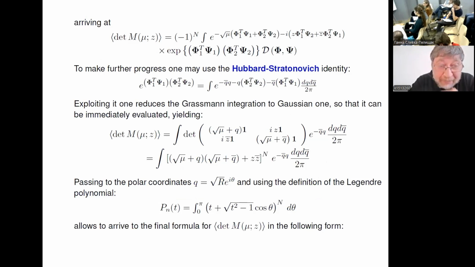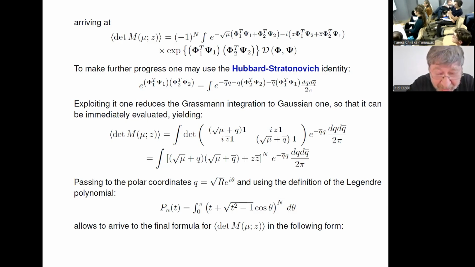We expressed our expectation of interest in terms of an integral over 4 vectors containing Grassmann variables. But we see that the result depends on these vectors only in terms of various scalar products. This gives one way of evaluating this integral, the so-called super-bosonization trick, suggested by Martin Zirnbauer, but I won't go this way.